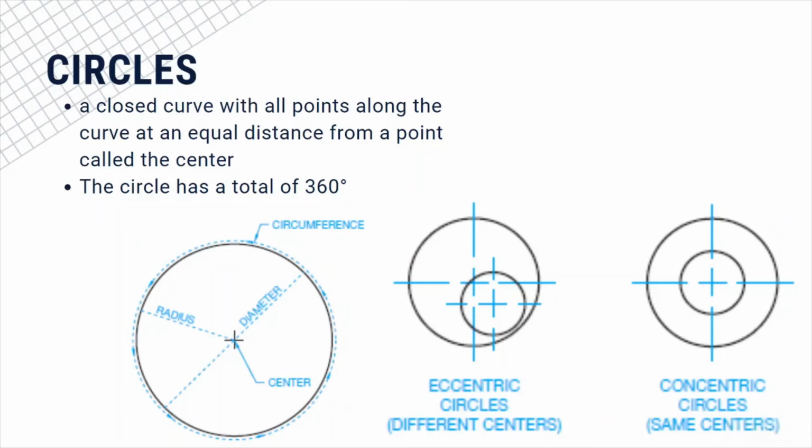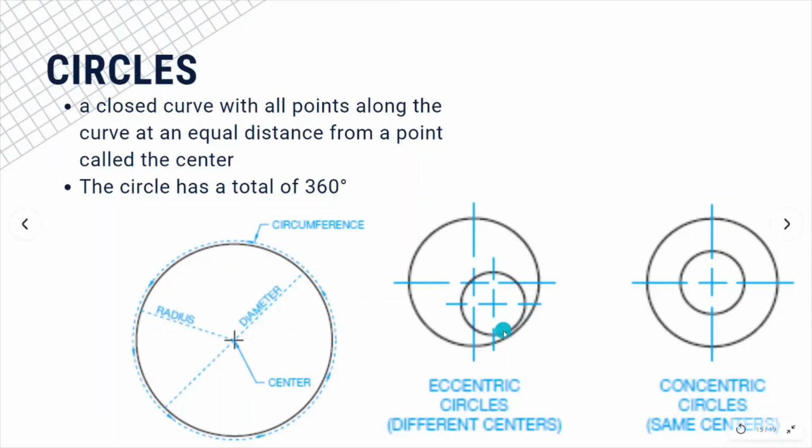And the radius is the distance from a point on the circle to the center. If we extend it across, it is called the diameter. So the equation is twice the radius for one diameter, right?